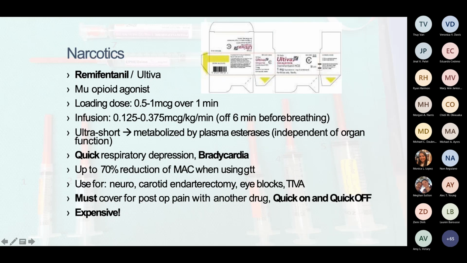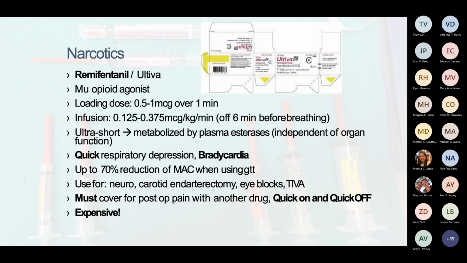All right, so moving on to Remi. Again, you can use this as a loading dose medication, but it's most commonly going to be used as an infusion. I've seen it used, and I've used it a couple times in the place of succinylcholine, because if you give a higher dose for induction, you can achieve skeletal muscle paralysis very quickly.